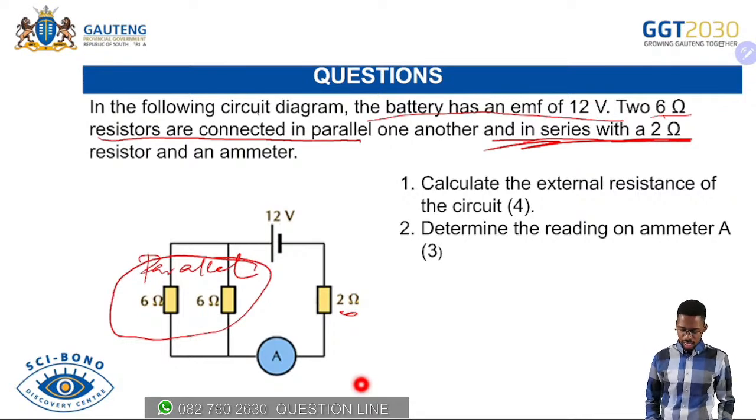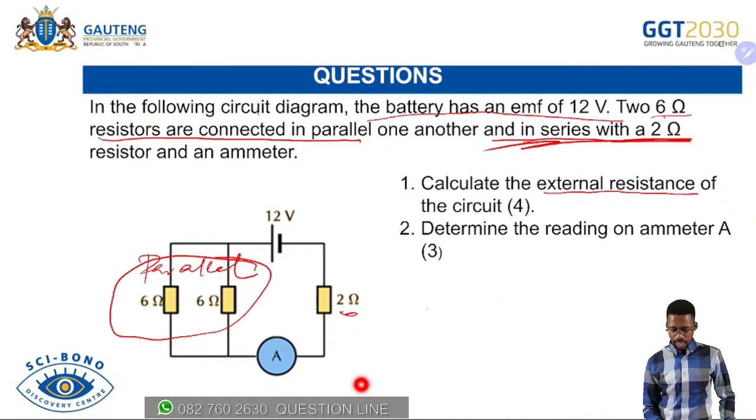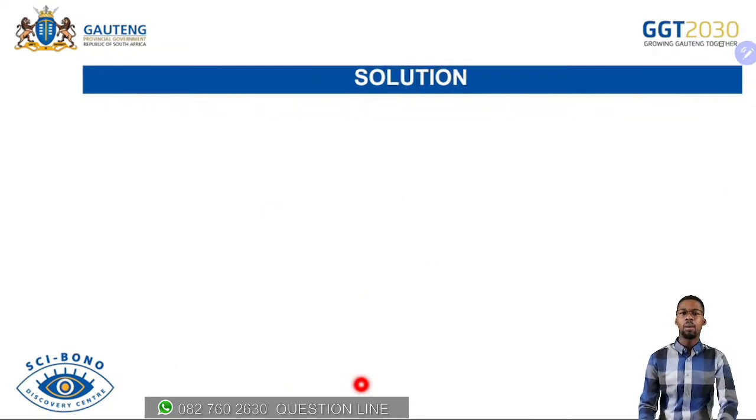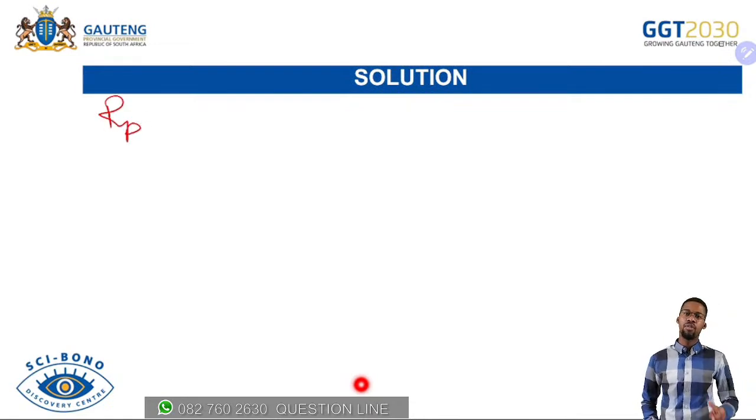The first question says, calculate the external resistance, R external, of the circuit for 4 marks. So you separate these two scenarios. The first situation, you start with the parallel. The second one, then you deal with series. So let's deal with the resistors in parallel. How many resistors do we have in parallel? They are 2. It's 6 ohm and 6 ohm.